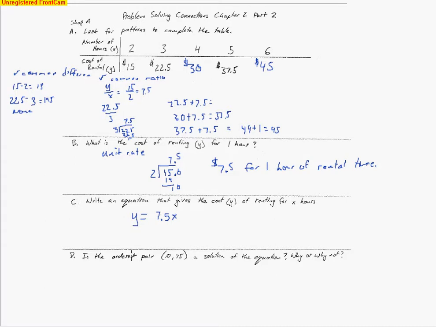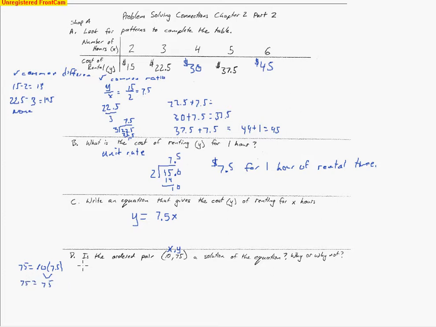So the next part says, is the ordered pair (10, 75) a solution of the equation? Well, x is the 10 and y is the 75. So we're going to take those numbers and substitute them in. So we have 75 equals 10 times that 7.5. And when I multiply 10 times 7.5, I do get 75. So yes, it's going to end up working. So we need to just specify that.